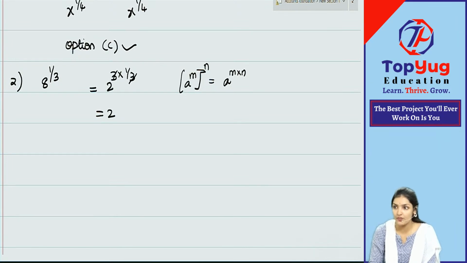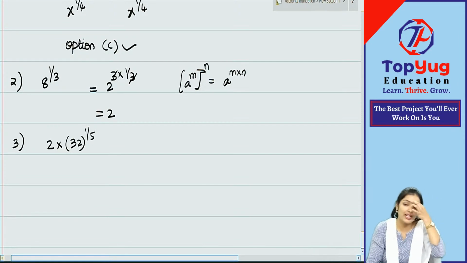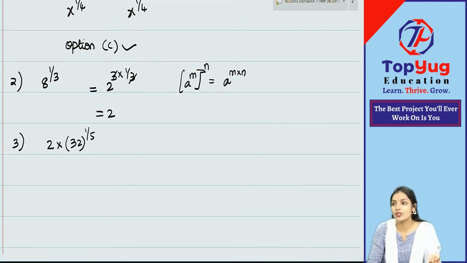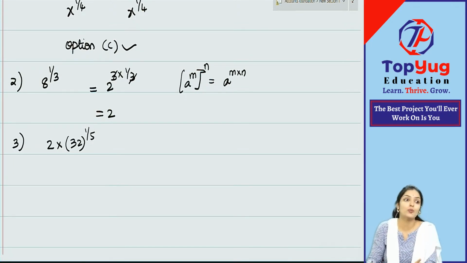Non-maths people specifically. Now third one, value of 2 into 32 to the power 1 by 5. Guys, basically 2 to the power 2 is 4, 2 to the power 3 is 8, 2 to the power 4 is 16, 2 to the power 5 is 32, 2 to the power 6 is 64. Matlab, you get this only when you practice it. I can simply tell you by looking at what it is, but you will get it only when you practice.